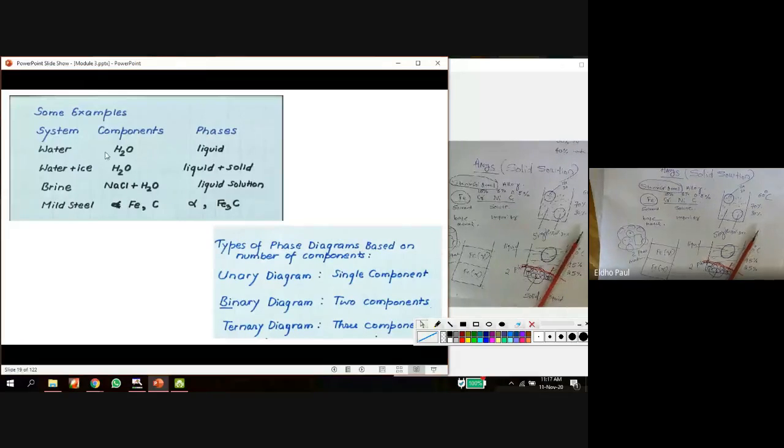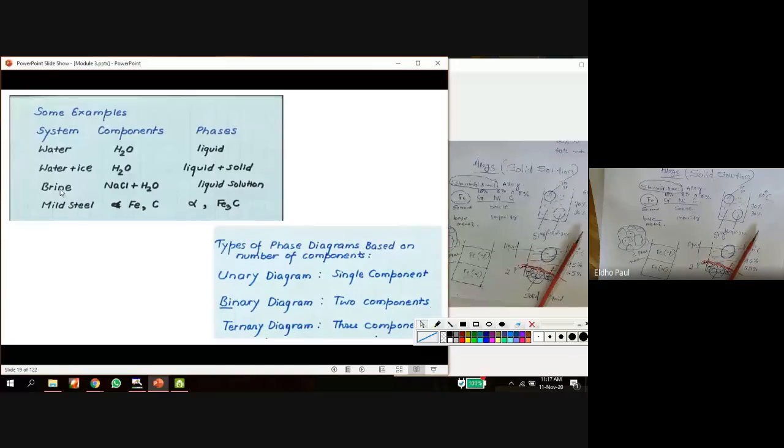So here we have different systems. Water can be considered as a single component, H2O. What is the phase? Liquid phase. Water plus ice is also a single component. The component is the same, it's H2O. There is no change in the component. But in water and ice, we can see 2 phases. Water is in the liquid phase, ice is in the solid phase. It is multi-phase, not a single phase. Water plus ice is not a single phase, but it is a single component.